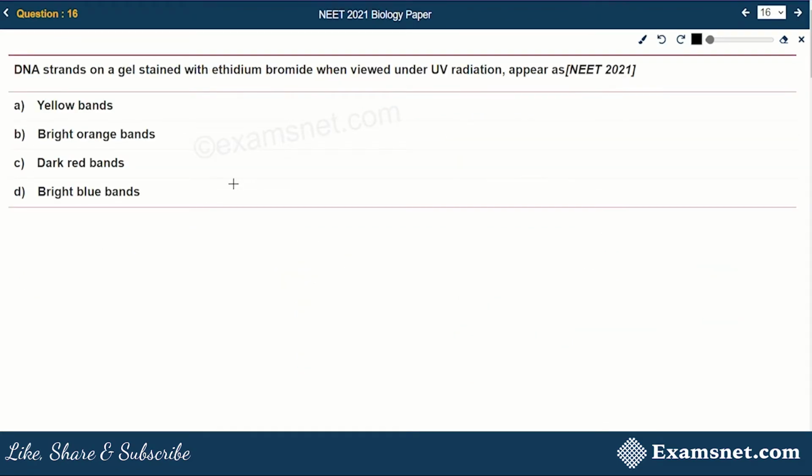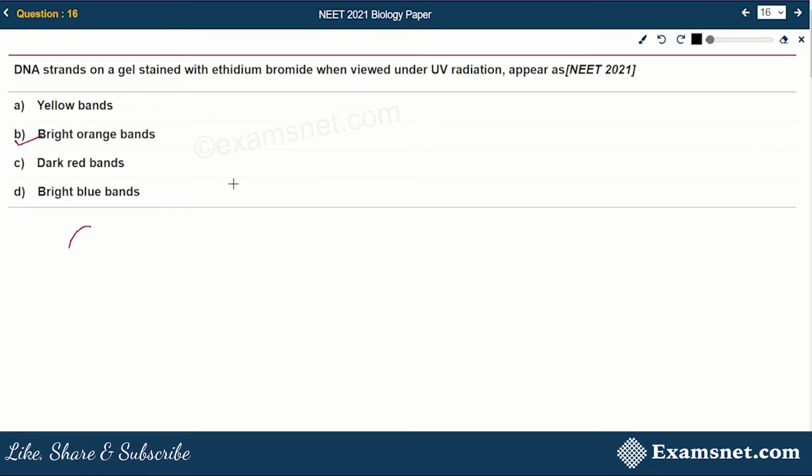Question number 16 is from the chapter Biotechnology, Principles and Processes, class 12. And the question is, DNA strands on a gel stained with ethidium bromide when viewed under UV radiation appear as, and the options are yellow bands, bright orange bands, dark red bands and bright blue bands. And the correct option is option B, bright orange bands.